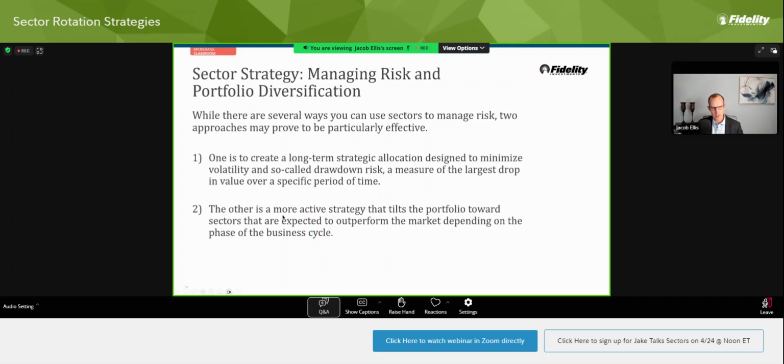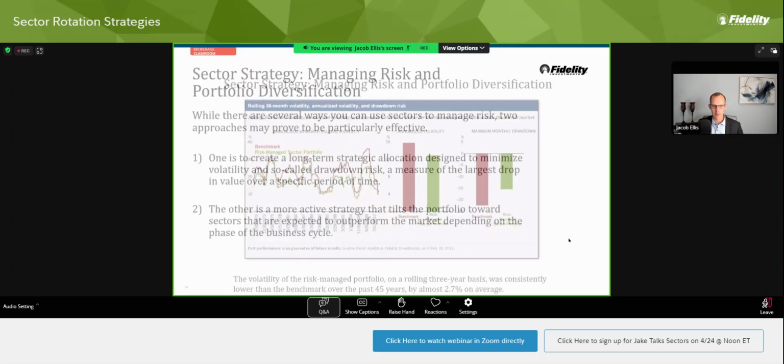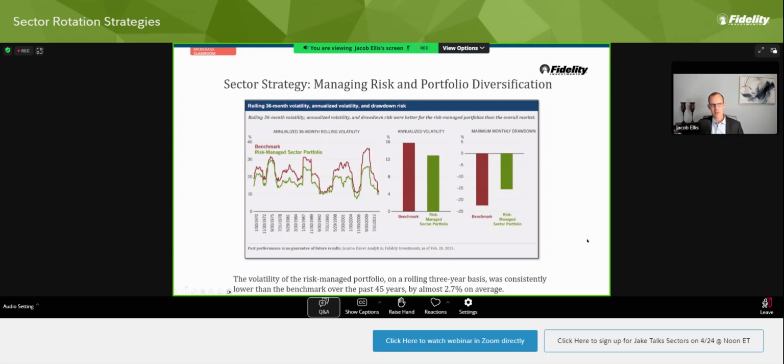As we come down here to the second step, another more active strategy is instead to seek to invest in those parts of the market that are either currently outperforming or expected to outperform given your forecast of the current or future phase of the business cycle. And for those of you who are wondering what in the world is the business cycle, don't worry, we'll take a look at that in a few slides. But as we take a look, here's how that could work out.